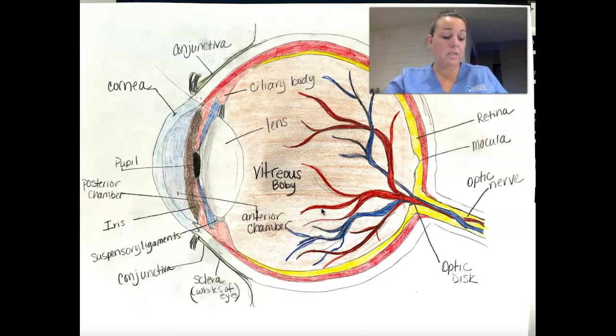In POAG, the outflow of aqueous humor is decreased in the trabecular meshwork. The drainage channels become clogged, much like drains in a sink, resulting in optic nerve damage. The significant manifestation of POAG is tunnel vision, a loss of all peripheral vision.